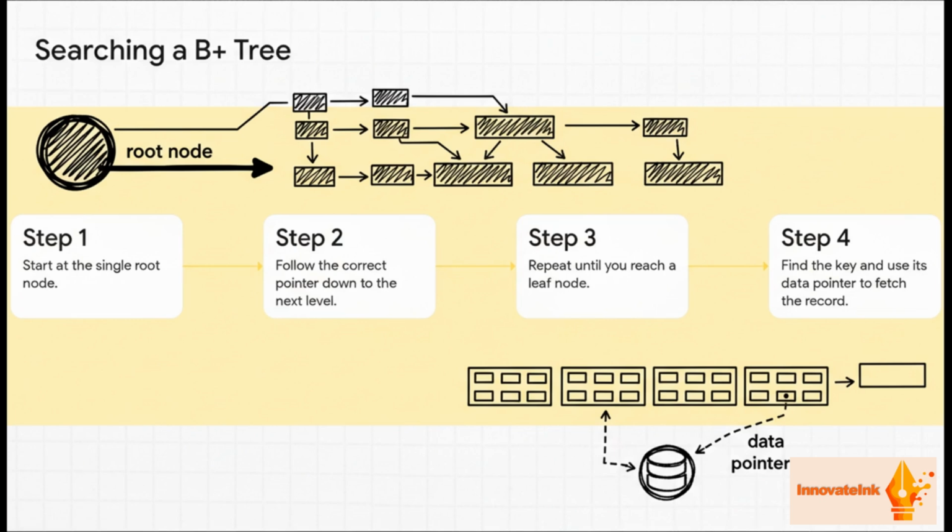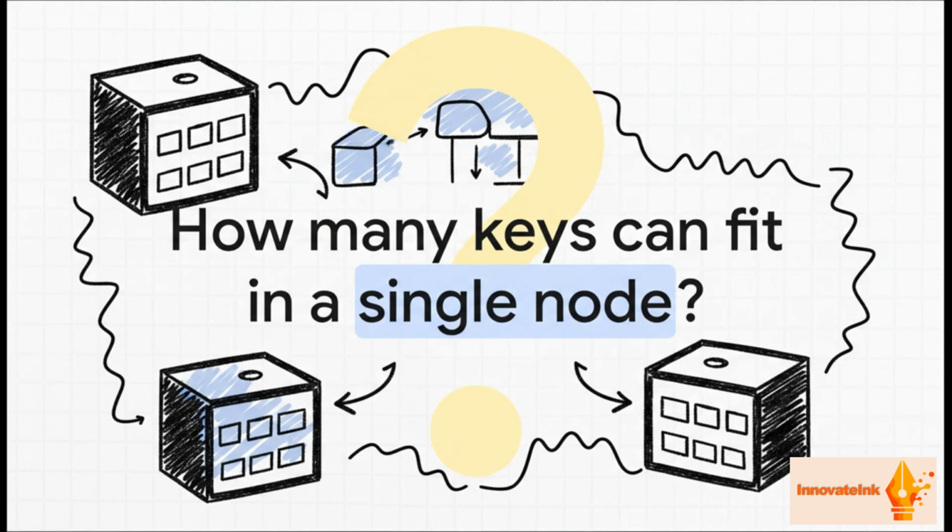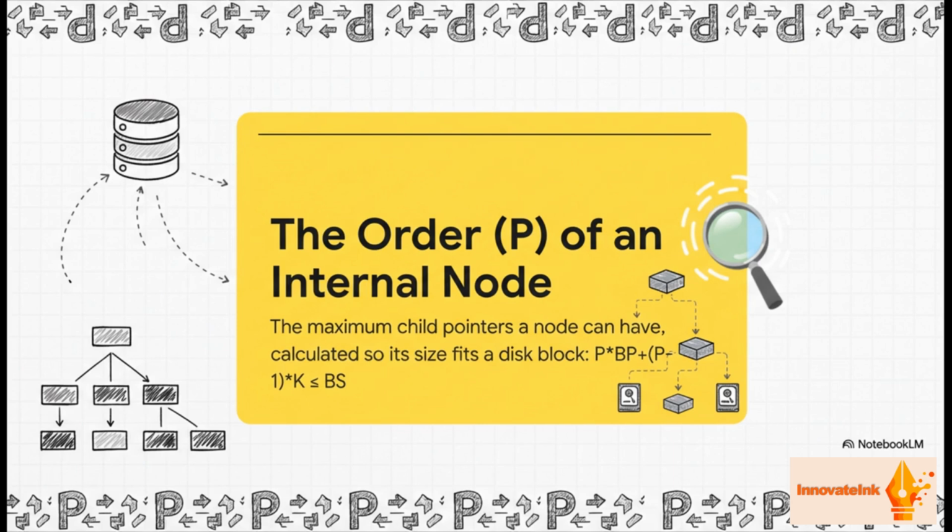It's incredible. Okay, so that raises a good question. We keep saying these nodes are wide, but how wide are we talking about? How does the database figure out the perfect number of keys to pack into a single node, which, remember, is one disk block? It all comes down to something called the order of the tree, which we call P. P is just the maximum number of child pointers a node can have, and it's figured out with a simple formula that's really just a packing problem. Basically, the math just makes sure that everything you need for one node, all the pointers plus all the keys, fits snugly inside a single disk block.